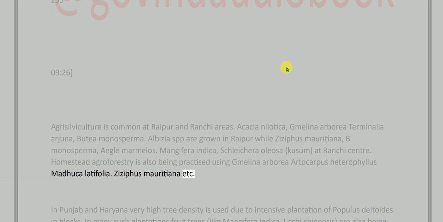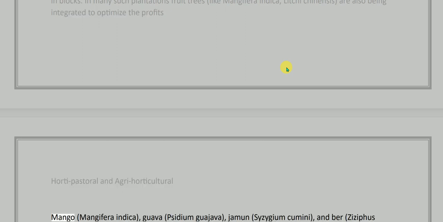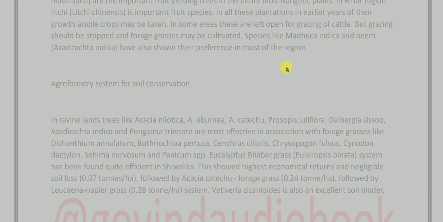In Punjab and Haryana very high tree density is used due to intensive plantation of Populus deltoides in blocks. In many such plantations fruit trees, like Mangifera indica, Litchi chinensis, are also being integrated to optimize the profits. Hortipastoral and agri-horticultural. Mango, Mangifera indica, guava, Psidium guajava, jamun, Syzygium cumini, and ber, Ziziphus mauritiana, are the important fruit-yielding trees in the entire Indo-Gangetic Plains. In Bihar region Litchi chinensis is important fruit species.